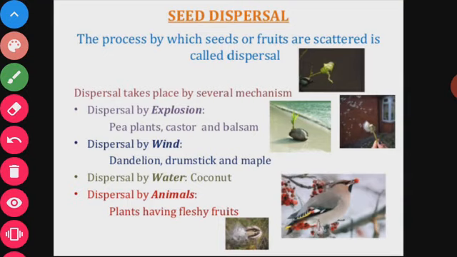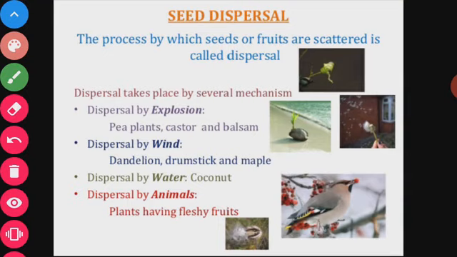The answer to this question lies in the term seed dispersal. The process by which seeds are scattered is called seed dispersal. If all plants were to grow at the same place, their survival would be very difficult, because they all need sunlight, water and minerals for their growth. It would be difficult for all the plants to get all these things at the same time, so many of these plants would die.